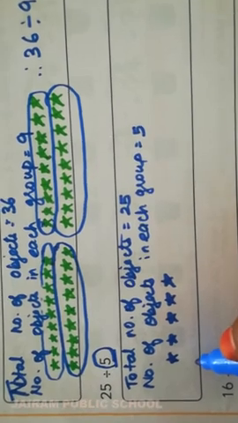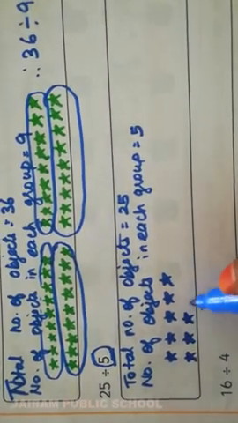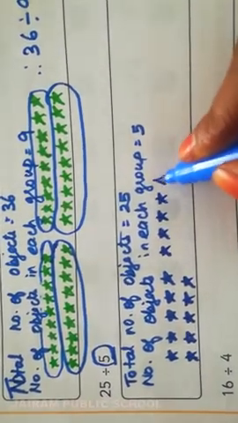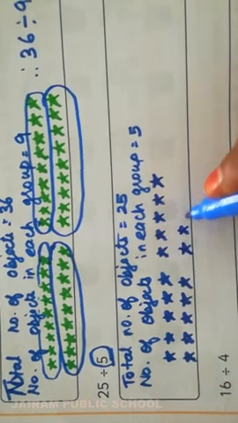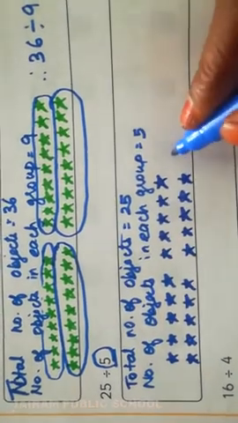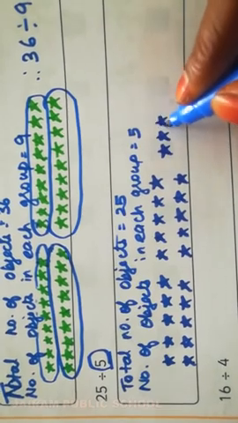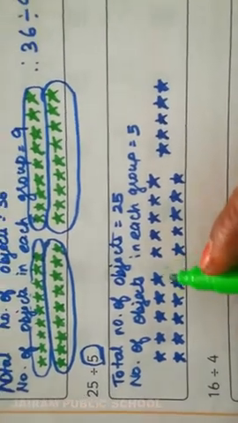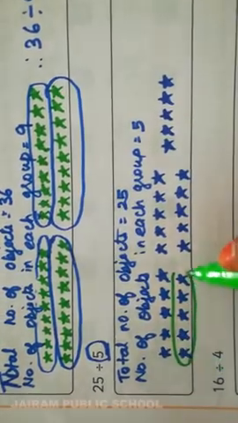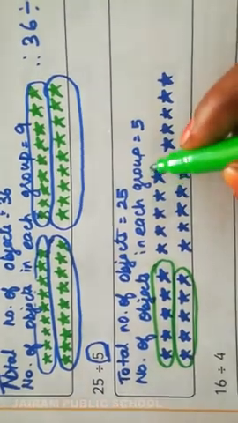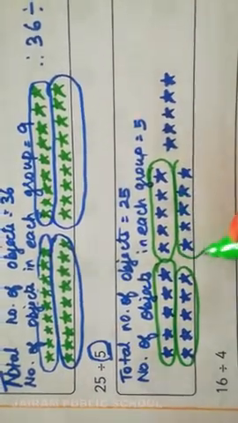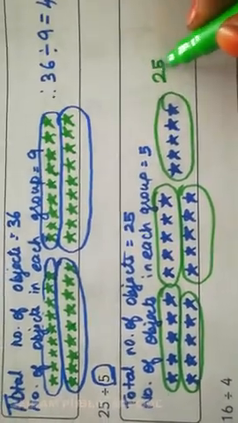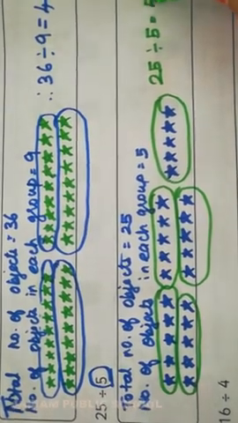Next set, 6, 7, 8, 9, 10, 11, 12, 13, 14, 15, 16, 17, 18, 19, 20. Then 21, 22, 23, 24, 25. We will draw 5 stars in each group. Now we have to group the objects. 1, 2, 3, 4, 5. So there will be 5 groups. So 25 divided by 5 equal to 5.